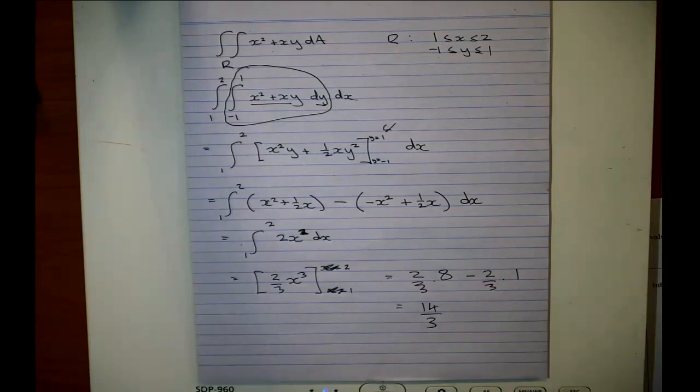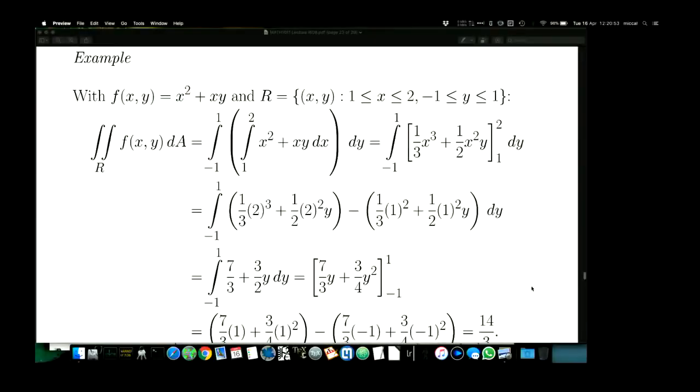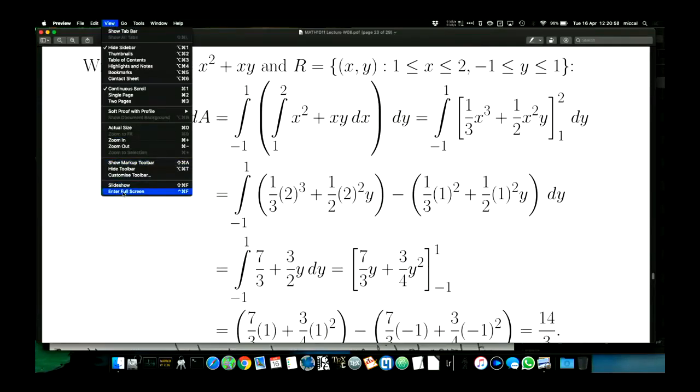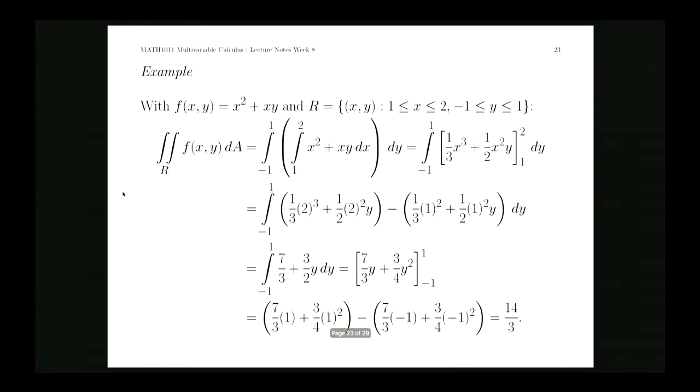Doesn't matter which way you do it. There, I did it with respect to y first, then x. Here, I do it with respect to x first, then y. Of course, the intermediate steps are different. So if I now integrate x squared plus xy with respect to x, that becomes a third x cubed plus a half x squared y. Imagine y is a constant.